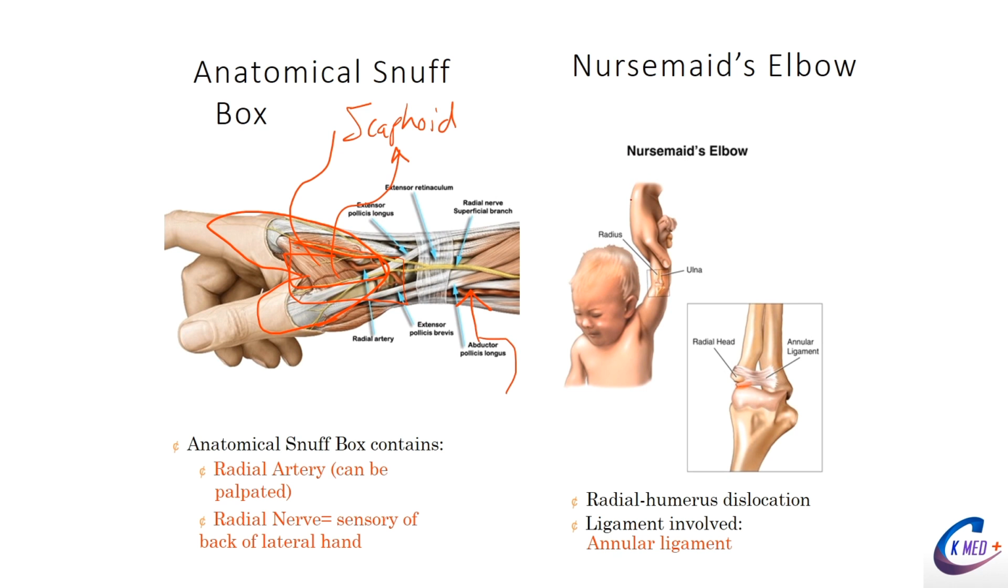Next is our nursemaid's elbow. Nursemaid's elbow is a dislocation of your annular ligament. This usually occurs in children because the annular ligament is very squishy and weak, where it gets stronger as you get older. And so this is why they call it the nursemaid's elbow.